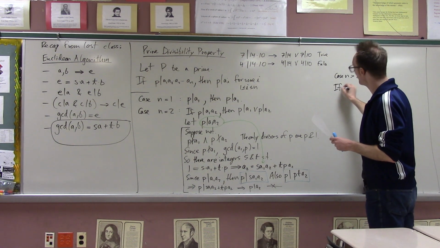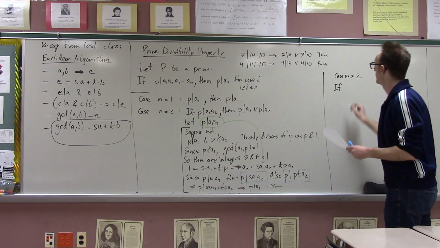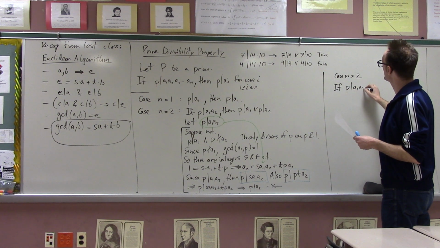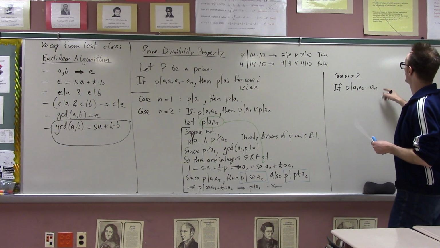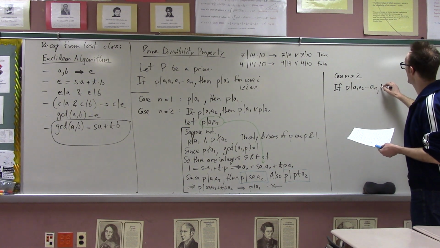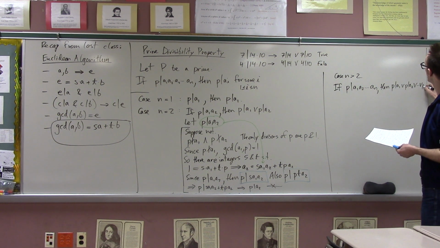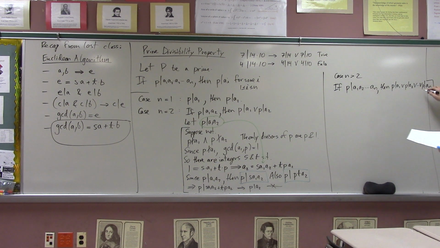So what is the case n equals 2? Well, now we say if P divides A1, A2, to AN, what do I need to show? Well, then the conclusion is that P divides A1 or P divides A2 or ... P divides AN. That's what we have to prove now.